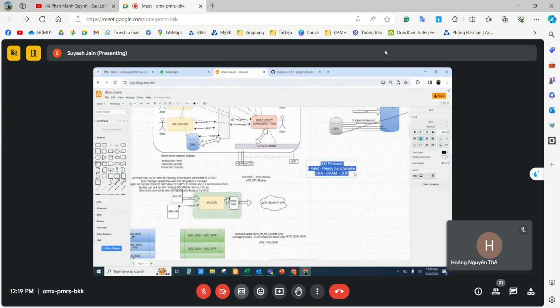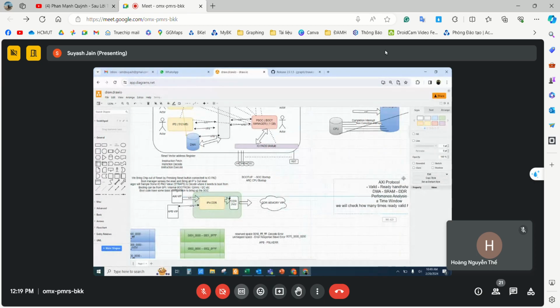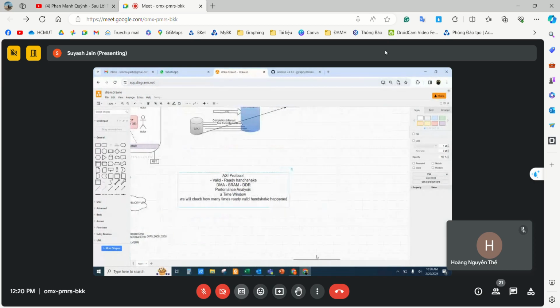Okay. So talking about the performance analysis, it's been done in a time window. In a time window, we will check how many times the ready, valid handshake happened. Okay. Within a time frame, how many times the ready, valid handshake happened.